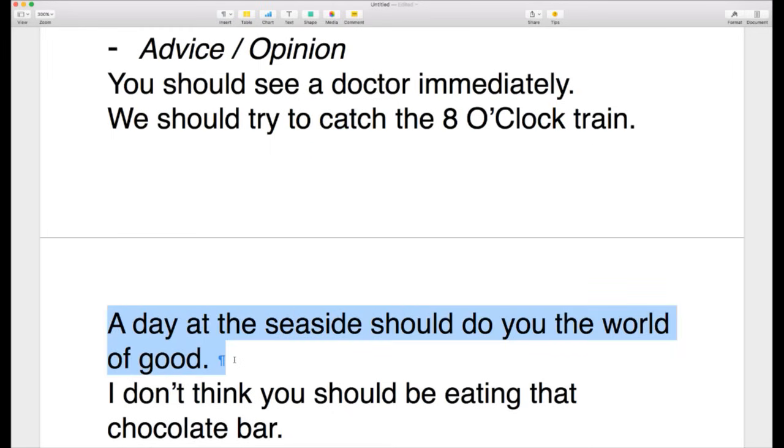The next example sentence is, a day at the seaside should do you the world of good. So imagine you're feeling quite stressed, you're not well, and I say, let's go out to Blackpool. Blackpool's a long way away from where I am, maybe Brighton. Let's go out to Brighton. It's not that far away, it's a couple of hours away. Let's go to Brighton. A day at the seaside at Brighton should do you the world of good. That's my opinion. I don't know for definite if that's true, but in my opinion, I think it will. So I say, it should do you the world of good.